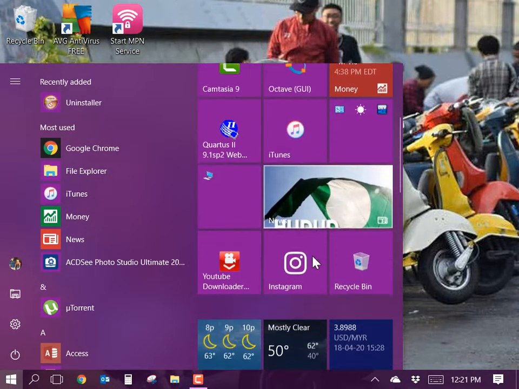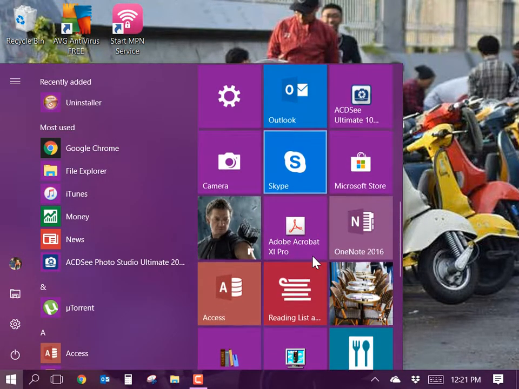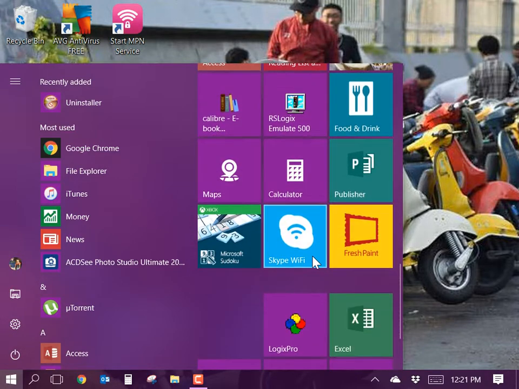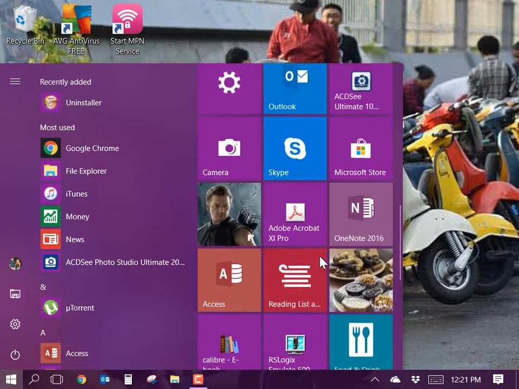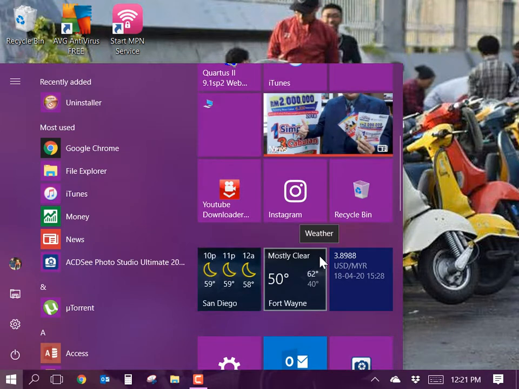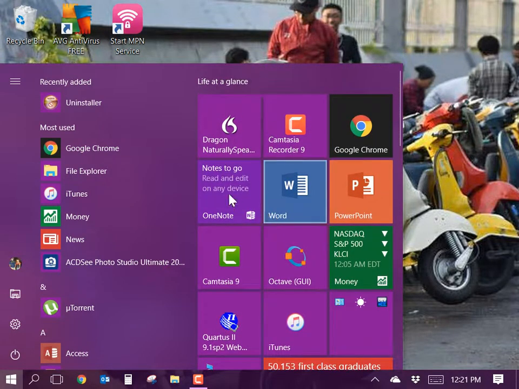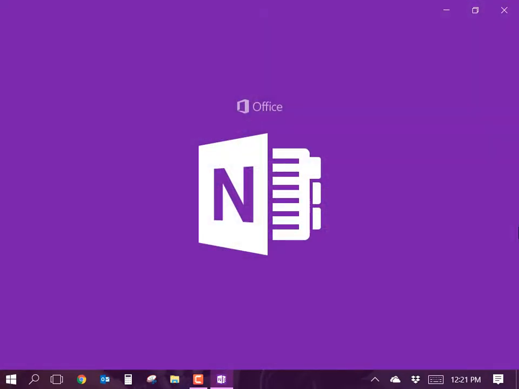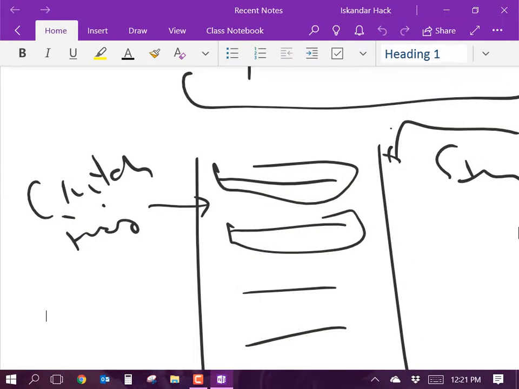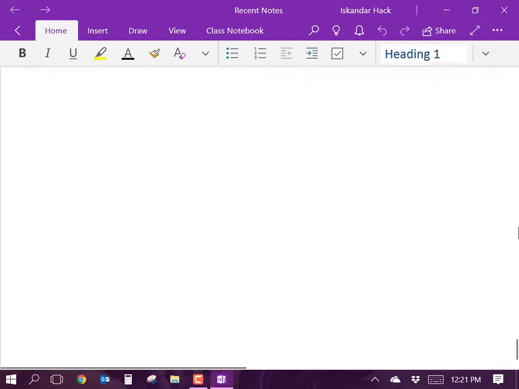Where's my OneNote? As I said, I switched computers, and this one's got everything under the sun still installed in it. Word, PowerPoint, there's OneNote. It should be right toward the top. I use it a lot. Got there. Okay.